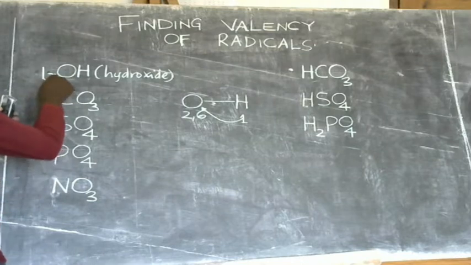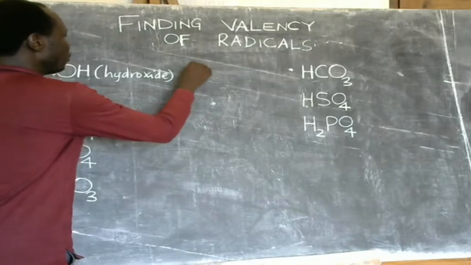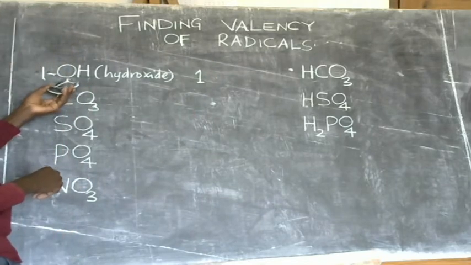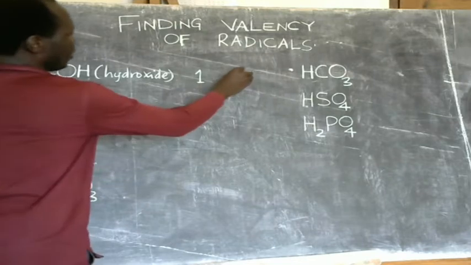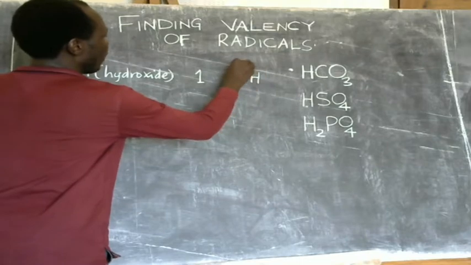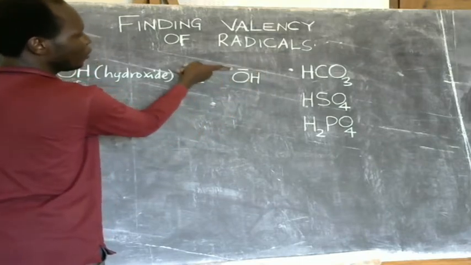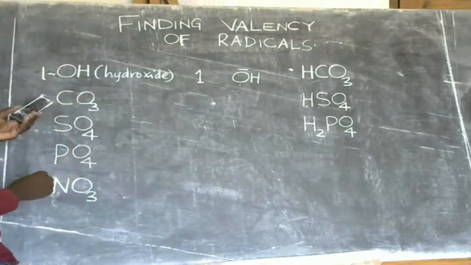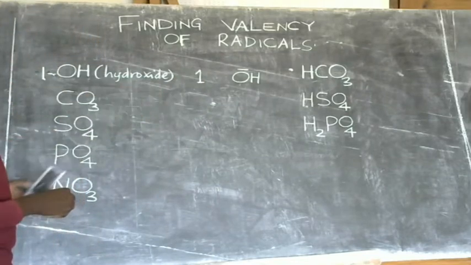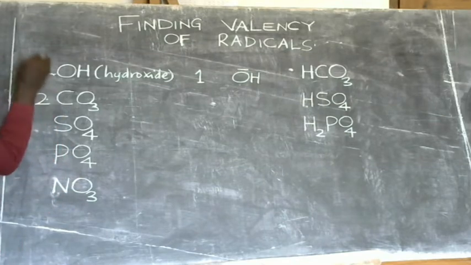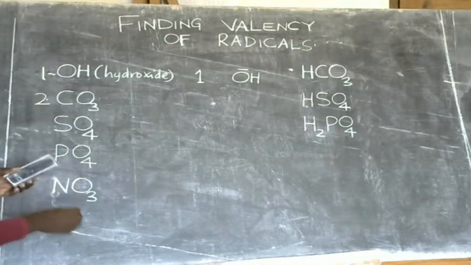And then this radical will have a valency of 1, and the formula of the ion will be OH minus. The minus is on the oxygen atom because it is the one which is gaining the electron from the hydrogen. Number 2 radical is carbonate.